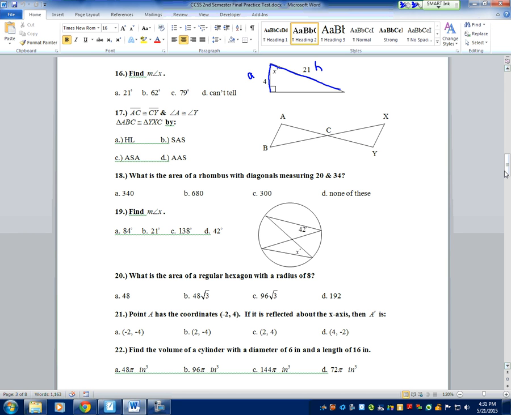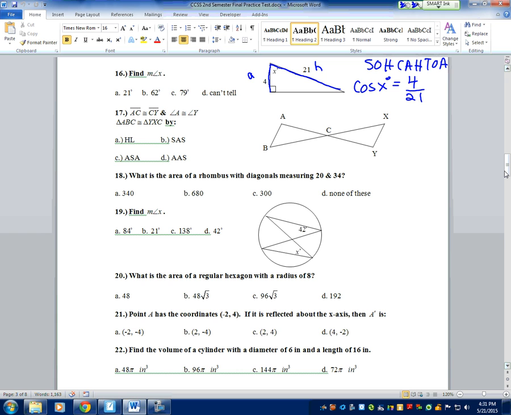Isn't it sine x equals... Well, think about your SOHCAHTOA. Which one involves 4 over 21? It's the cosine. So you have cosine of x degrees equals adjacent 4 over hypotenuse 21.